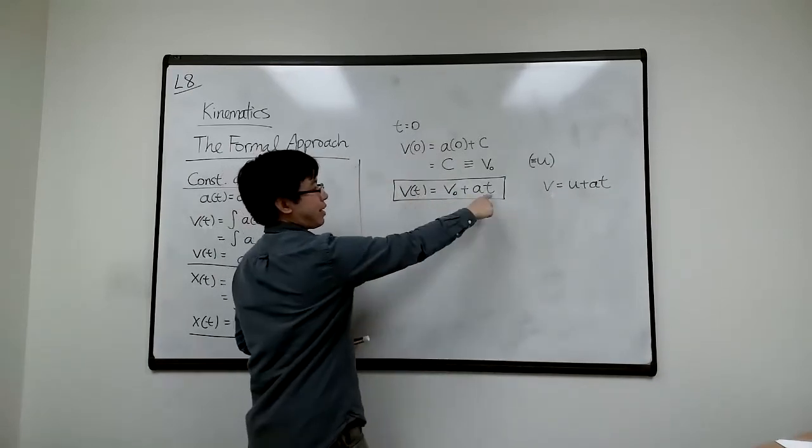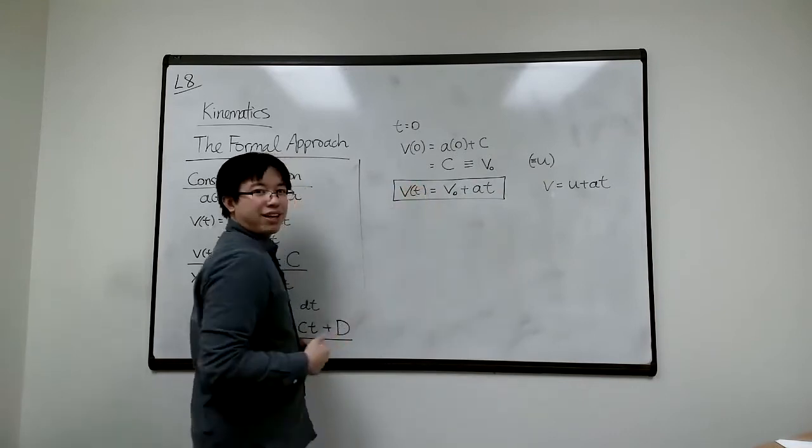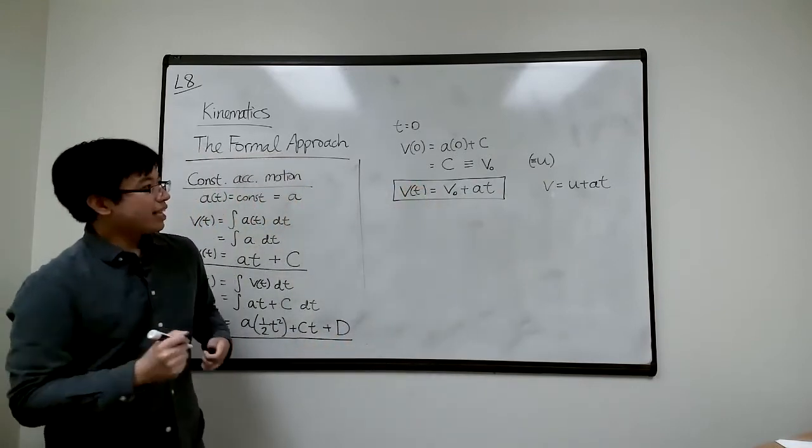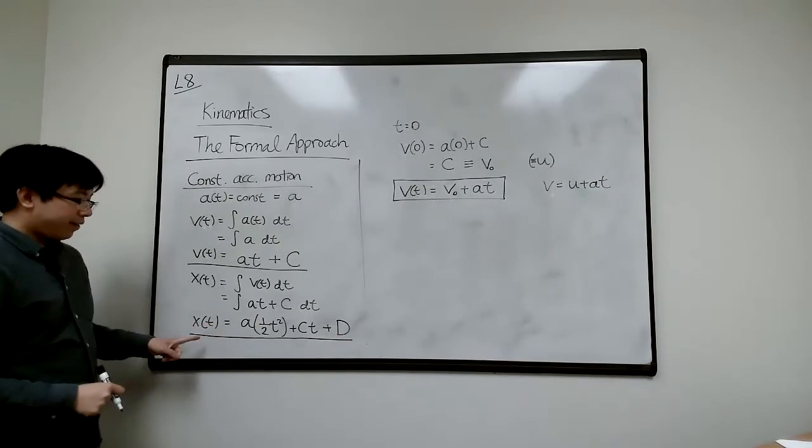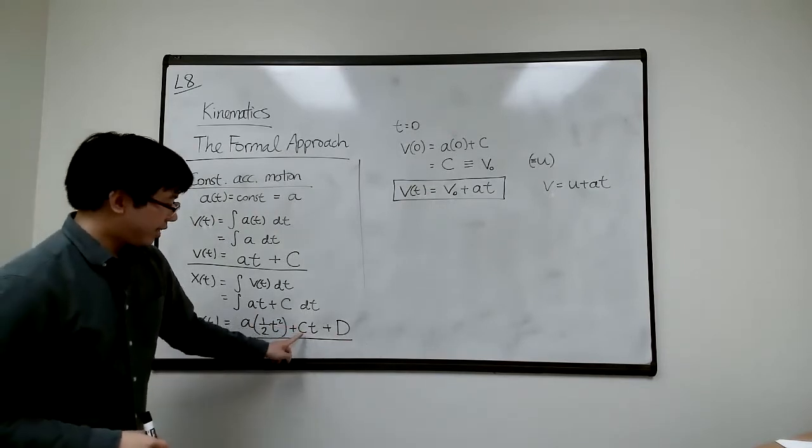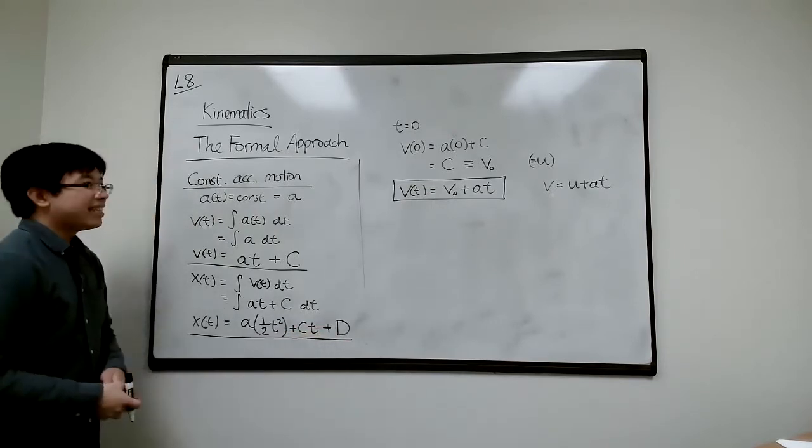So that's it: if you plug in the final time, then you have the final velocity over here. Okay, let's do the same trick over here. I need to find out what, well, I know what c is. I just need to find out d. Let's use the same trick.